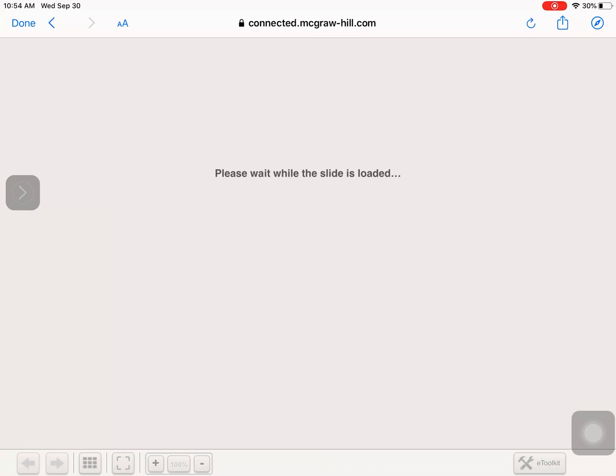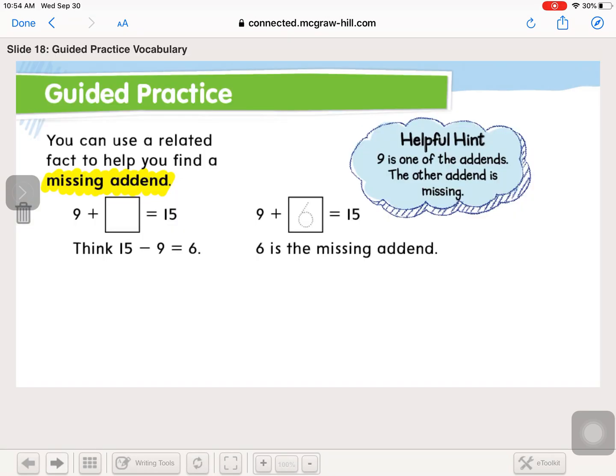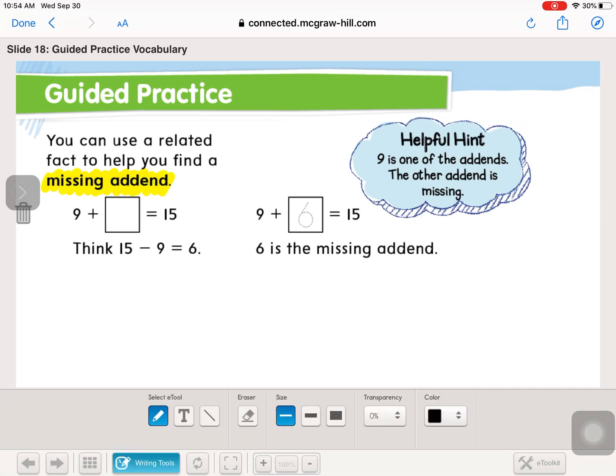Okay, let's go through our guided practice together. Go ahead and flip to page 76 in your math book. And we're going to use the related fact to help us find a missing addend. So when I have 9 plus what equals 15, I can think, well, 15 minus 9 equals 6, so 9 plus 6 must equal 15. So 6 is going to be our missing addend. 9 is one of the addends, the other addend is the missing one, and that's what we're looking for in a subtraction problem too, is the missing addend.